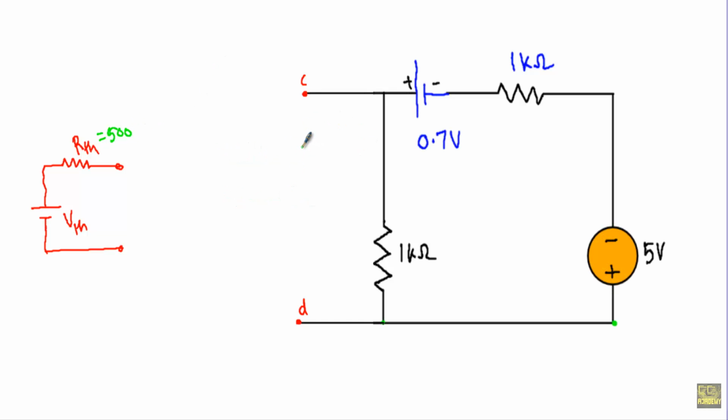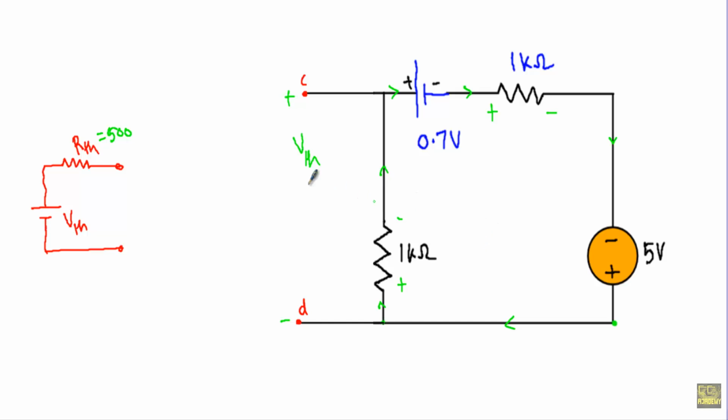Now I have to calculate the Thevenin voltage with respect to this terminal and this terminal by considering this terminal as positive and this terminal as negative. Now let me indicate the direction of current flow. In this circuit I will get the current flow due to this 5 volt source. So current will be flowing in this direction. So you will see this side will be positive and this side will be negative, this side will be positive, this side will be negative.